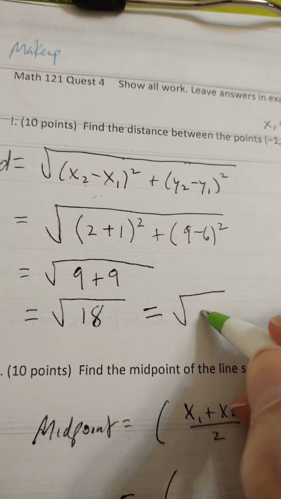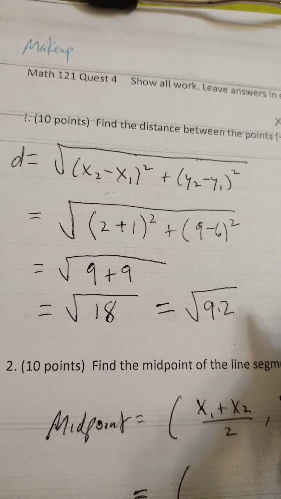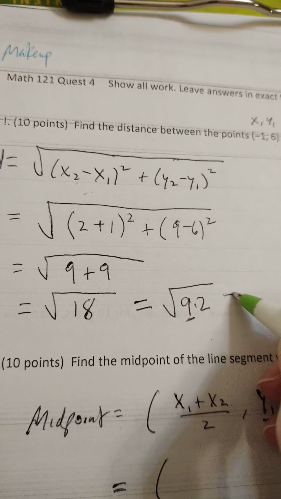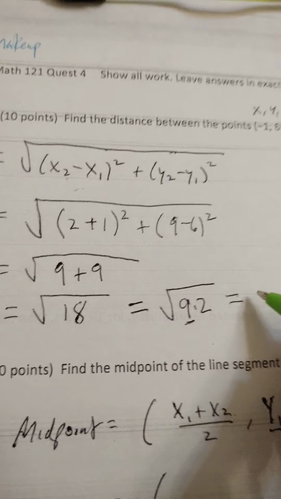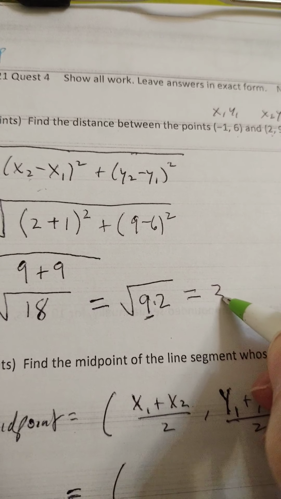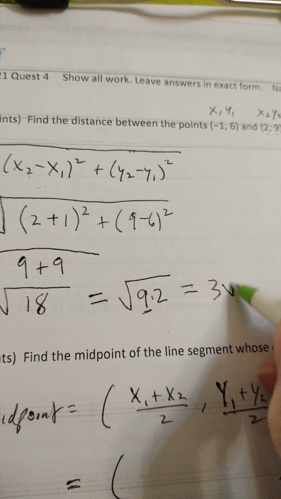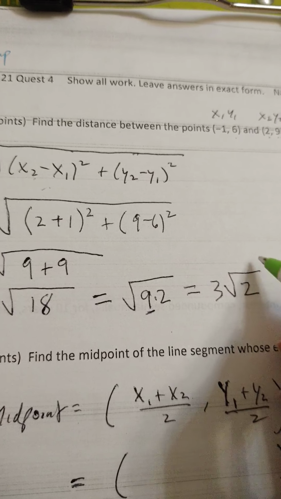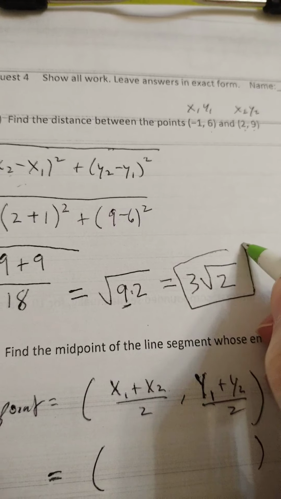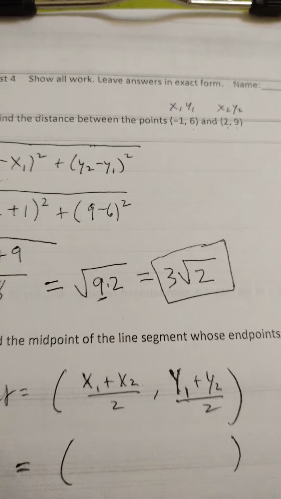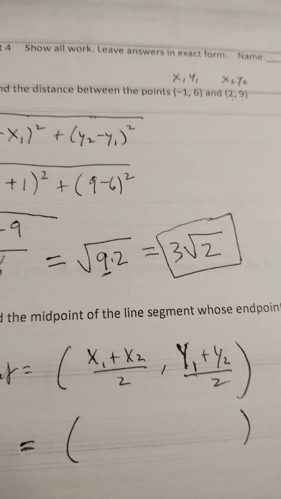Rewrite 18 as 9 times 2. But then this 9 is a perfect square. It comes out of the square root. What is the square root of 9? 3. And that gets multiplied by the square root of 2. Done. There's our final answer for the first question: 3 times the square root of 2.